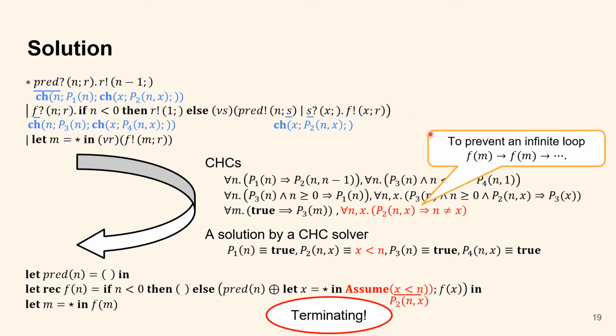So, in order to prevent this infinite loop, we add this extra constraint. A CHC solver returns x is smaller than n as a solution for P2. Finally, we can gain a terminating program.